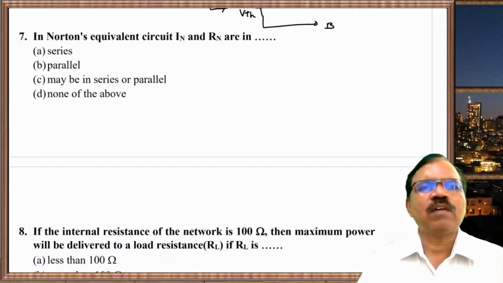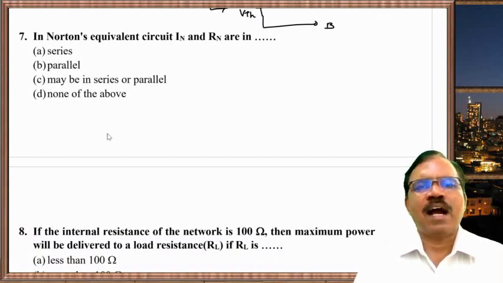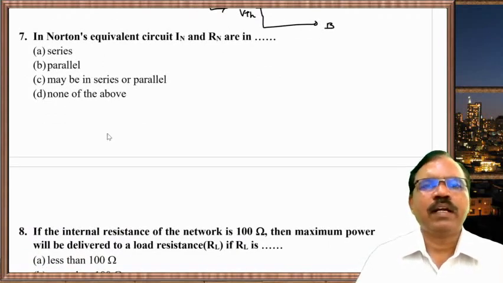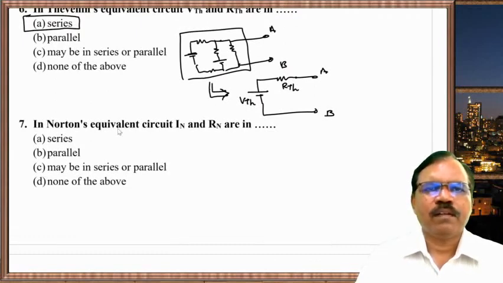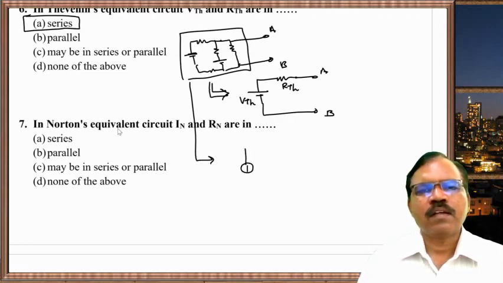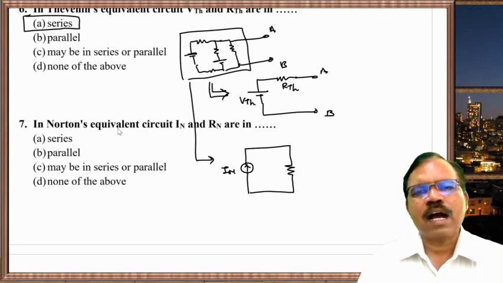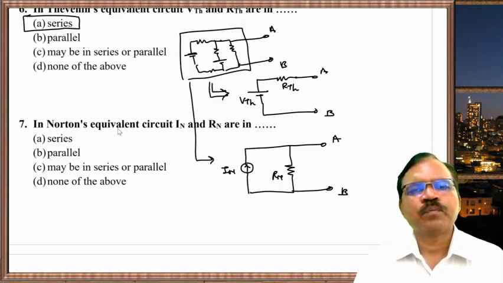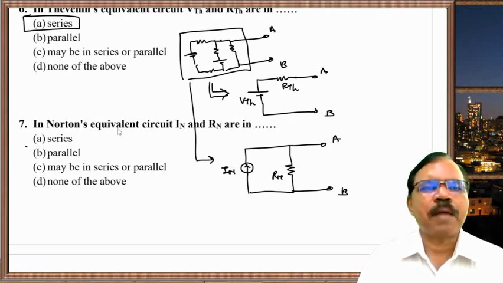In Norton's equivalent circuit, IN and RN are in: so when we convert this network across terminals A and B as a Norton circuit, then we have IN, that is a current source giving out current, and equivalent resistance RN, and these are the two terminals A and B. So the current source and RN are in parallel.